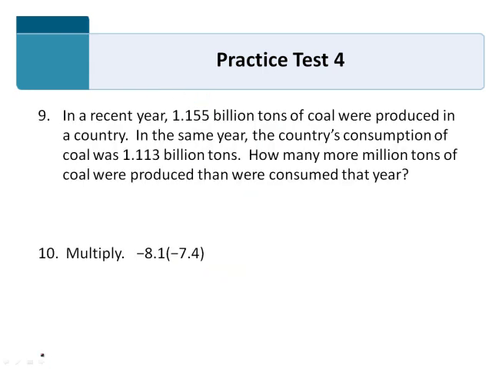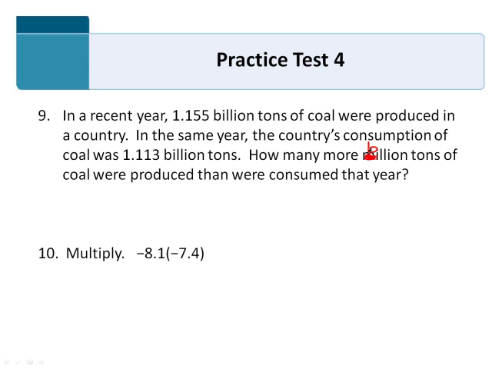Number 9. In a recent year, 1.155 billion tons of coal were produced in a country. In the same year, the country's consumption of coal was 1.113 billion tons. How many more billion tons of coal were produced than were consumed that year? So let me change that M to a B there. Sorry about that. Okay, so they produced more than they consumed, which is, I guess, a good thing.